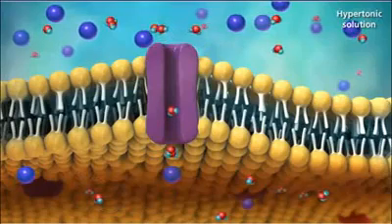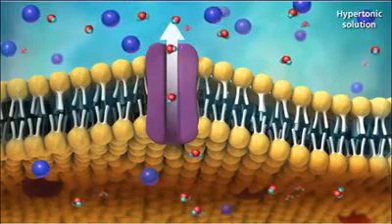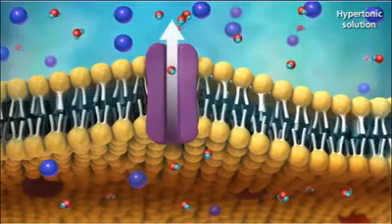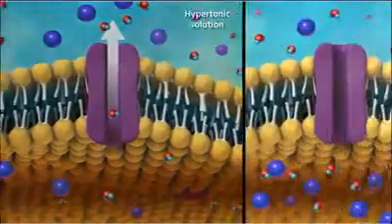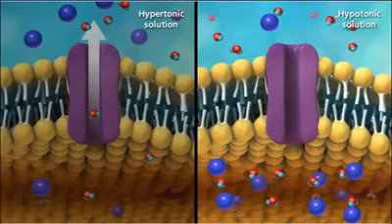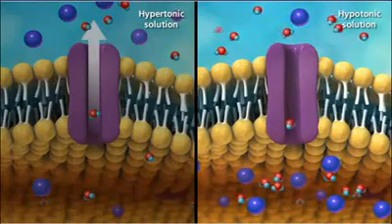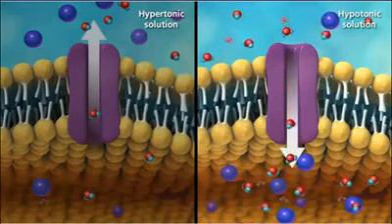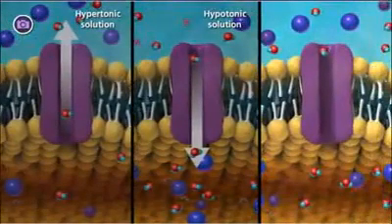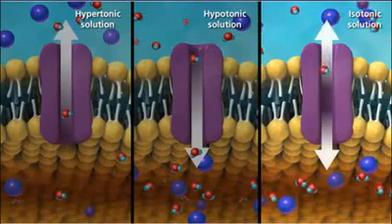A cell in a hypertonic environment will have water move from the inside of the cell toward the higher concentration of solutes in the solution outside the cell. In a hypotonic solution, the concentration of solutes is higher inside the cell than the outside environment, so water will diffuse into the cell. When the solutions on either side of the membrane reach equilibrium, they are referred to as isotonic.